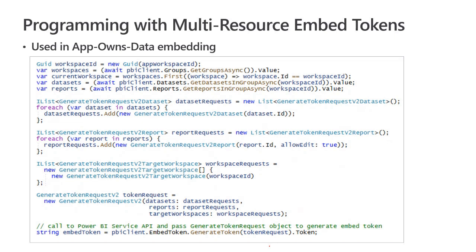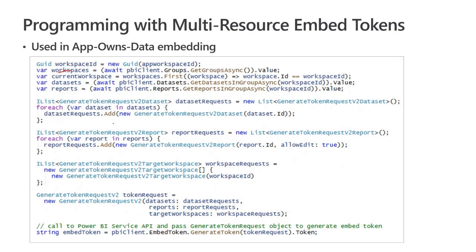However, early in the history of Power BI embedding, the API only allowed you to create an embed token for one resource. But now, with improvements to the Power BI Service API and new support in V3 of the SDK, we can now create multi-resource embed tokens. So here's an example.